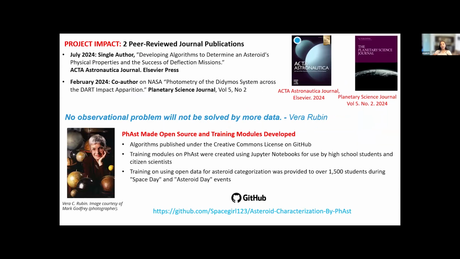So I was able to, with PhAst, make publications in 2 peer-reviewed journals, including a single author in the Acta Astronomica journal, and I was a co-author in a joint paper with our mission in the Planetary Science Journal. And I was very inspired by Vera Rubin's words. No observational problem will not be solved by more data. That inspired me to make my whole code open source on GitHub and provide training modules so that anyone and the next generation can become future citizen scientists and planetary defenders.